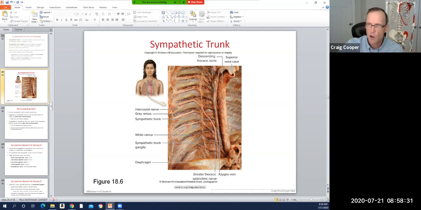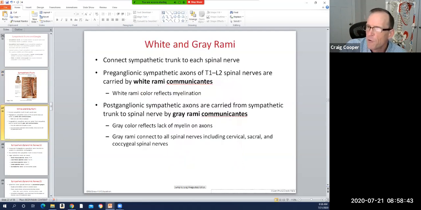And you can't really see the color on this very clearly. It all looks kind of pinkish to me. So it is a little hard to tell what's gray and what's white, but that's what those two rami refer to. So these white rami communicantes are the myelinated ones. They're the preganglionic axons. The gray rami communicantes are the postganglionic axons coming from there. So that's how that's set up. That's one way that we send those messages through that sympathetic trunk organization.